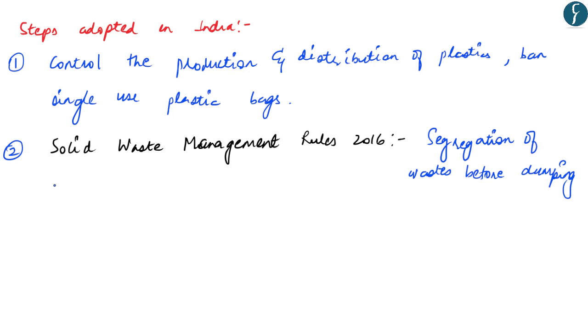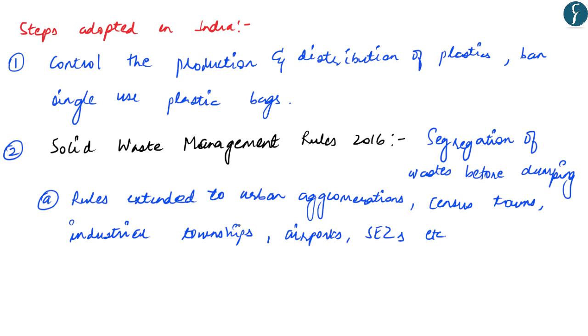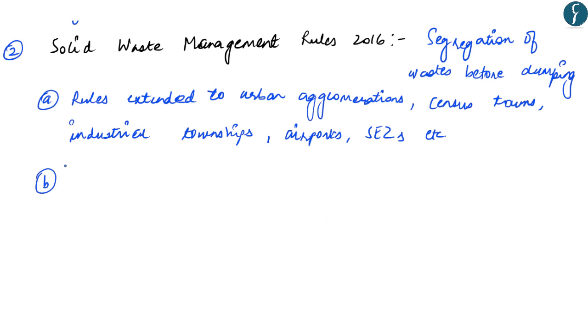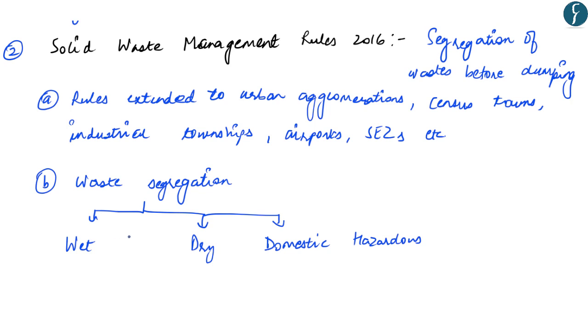Some of the important features of the Solid Waste Management Rules 2016 are that these rules should be applicable beyond municipal areas and they should be extended to urban agglomerations, census towns, industrial townships, airports, SEZs, etc. Secondly, the rules have asked to introduce segregation of waste into 3 streams. And these streams are wet waste, dry waste and domestic hazardous wastes. And also these segregated wastes should be handed over to authorized rag pickers and waste collectors of the local bodies.